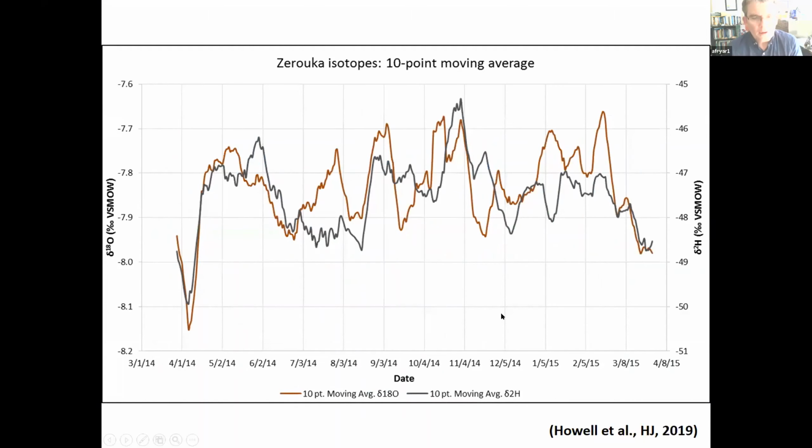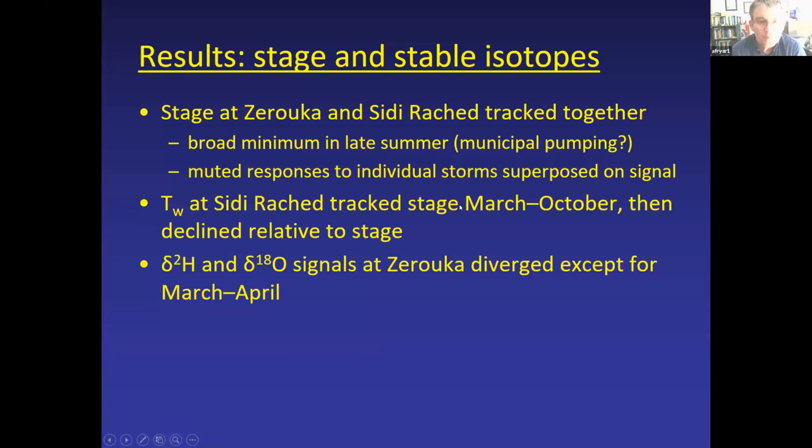And this is a plot of oxygen 18 on the left-hand y-axis and deuterium on the right-hand y-axis. This is a 10-day moving average to smooth the noise. And what you can see here is that the signals for the two isotopes, O18 in brown, deuterium in gray, are moving in and out of phase for much of the year.